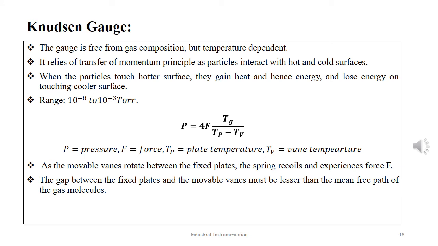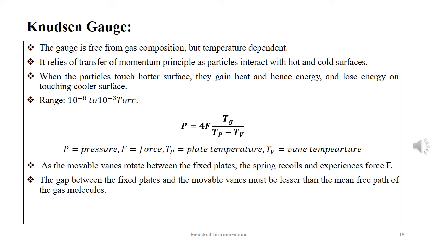The Knudsen gauge is independent of the gas composition but depends on temperature, and it also depends on the transfer of momentum as it functions on the interaction of particles with the surface. The pressure measurement range is between 10 raised to minus 8 and 10 raised to minus 3 torr. When a particle hits a hotter surface, the particles gain energy by absorbing heat. The particles lose energy on encountering a colder surface. As the particles interact with hotter or cooler surfaces, they exert force.